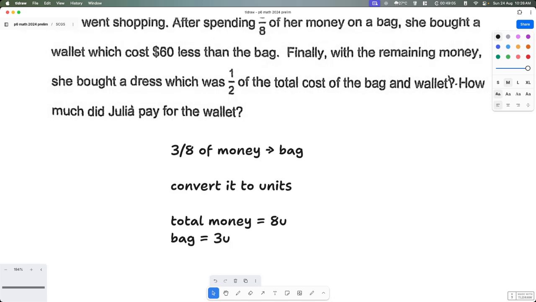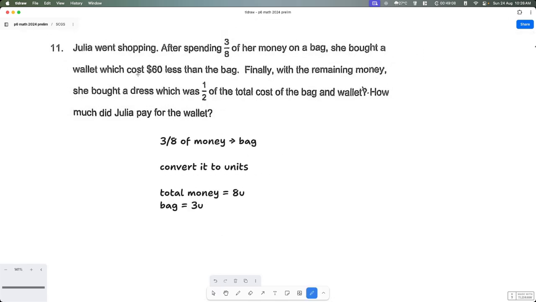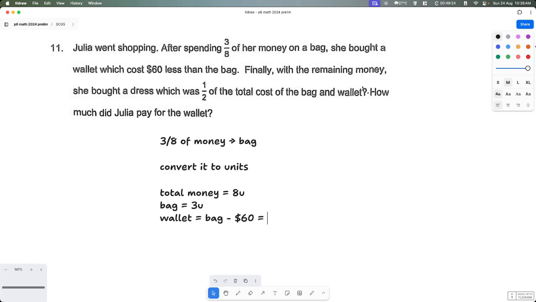Okay, so at the same time, she bought a wallet which cost $60 less than the bag. So the wallet itself, let's write it. Wallet is $60 less than the bag, so bag minus $60, which is basically 3 units minus $60. Finally, with the remaining money she bought a dress which was half of the total cost of the bag and the wallet.